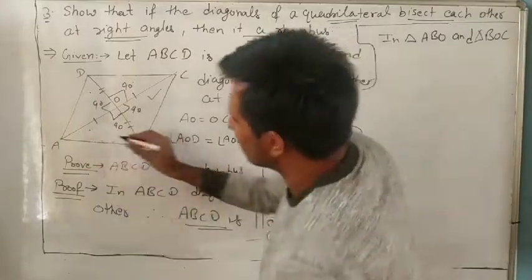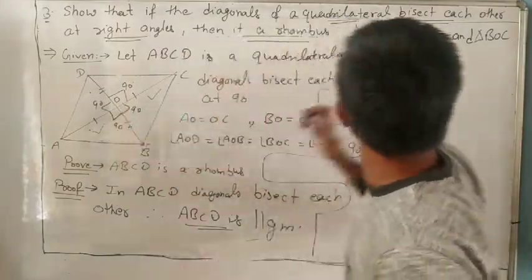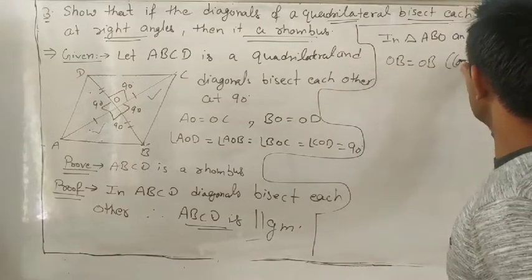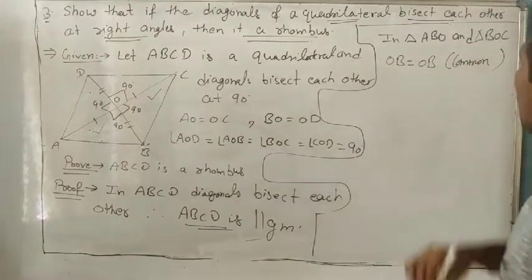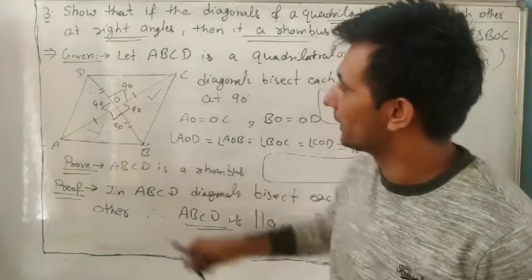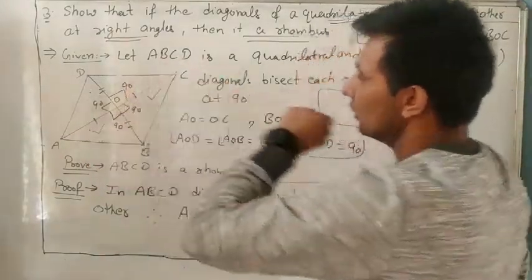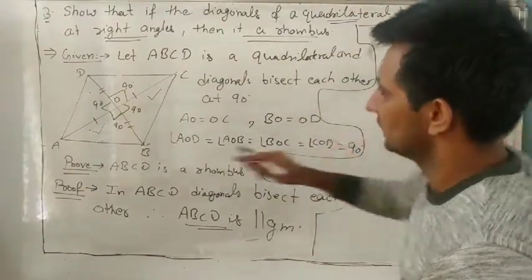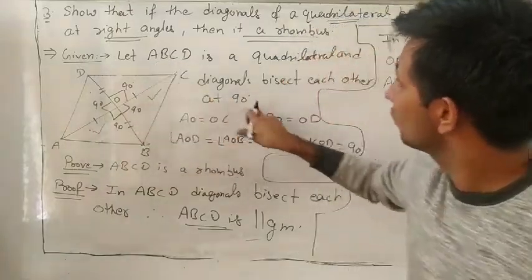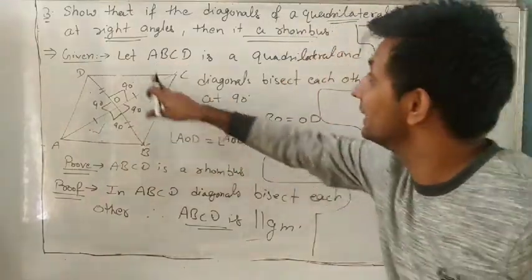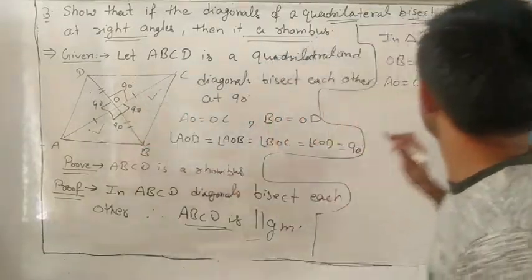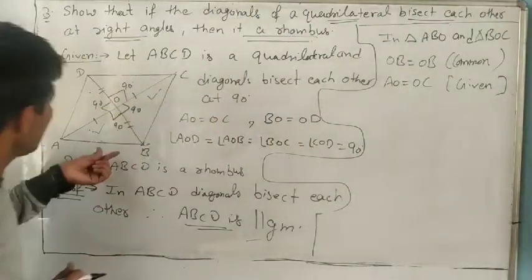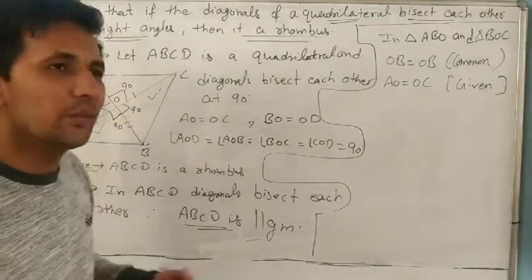So tell me now, check it. OB in this triangle and this triangle: OB equals OB, common. Now AO equals OC. Already given because diagonals bisect each other, in the question. So AO equals OC, also we will write given. So now how will we write? Now which one? AB equals BC. Do you know? No, we don't know.